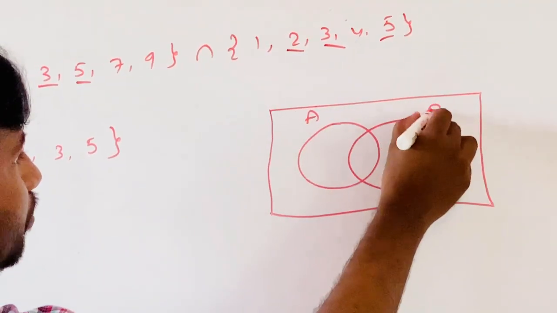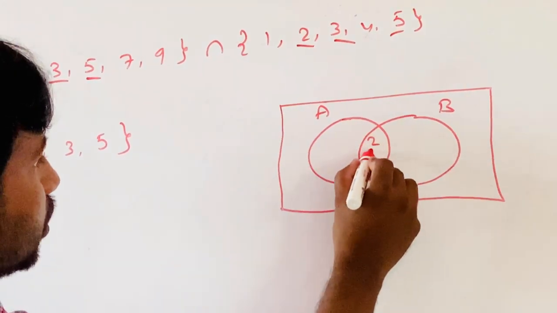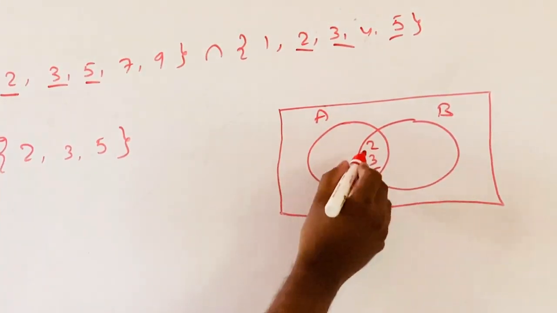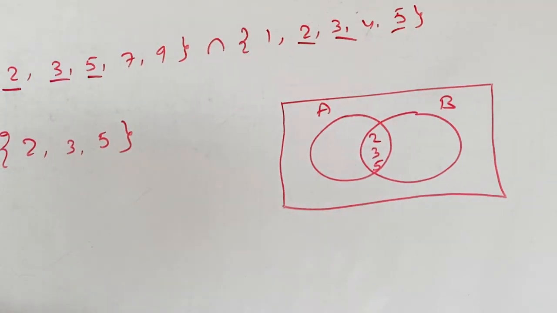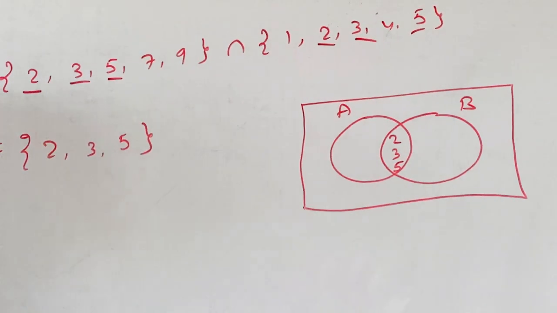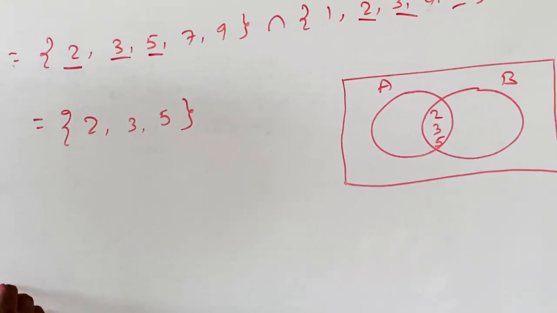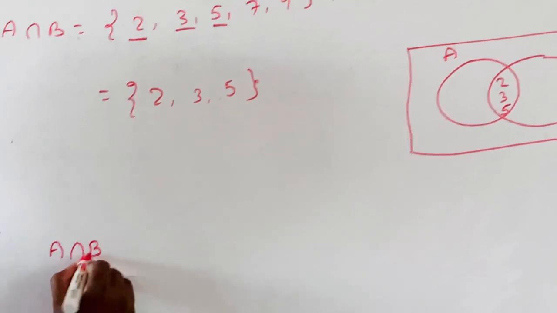Means A union B is 2, 3, 5. Now, here also A intersection B.